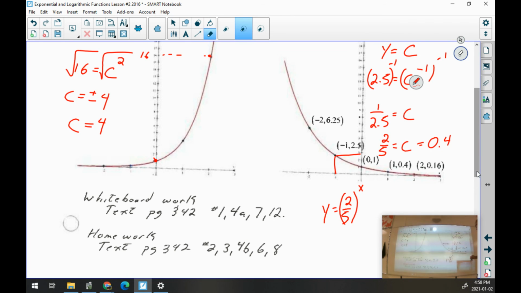Now I could write this as 5 over 2 to the power of -x. Both would be acceptable. Probably not going to come out of that very easily. I would solve to the 2/5 to the power of x.